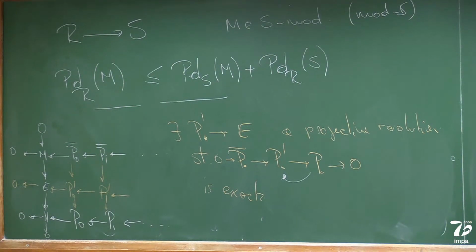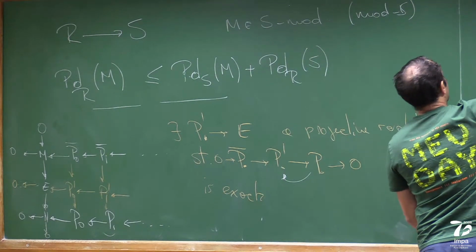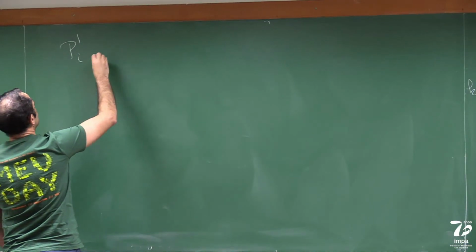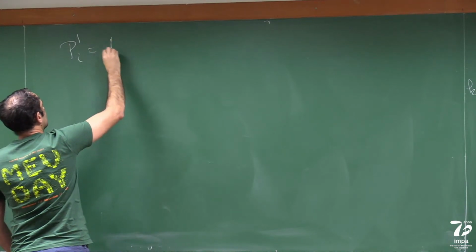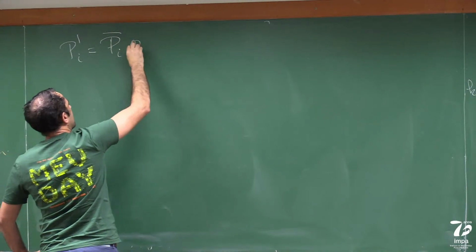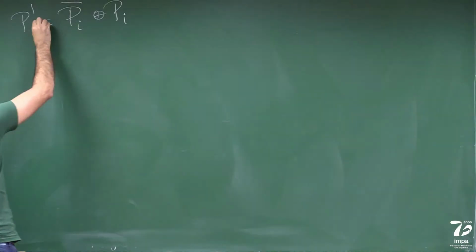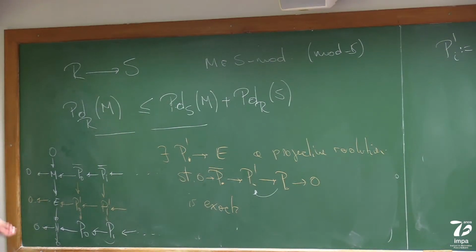So let's prove that it exists. And since we already expect this to be split, let's just take P prime i to be the direct sum, P bar i plus P i. And I want to prove that those actually do fit like this. So I need to construct the maps between them. Those are going to be these, and I need to construct these maps.